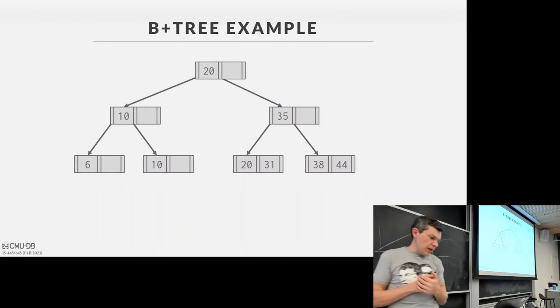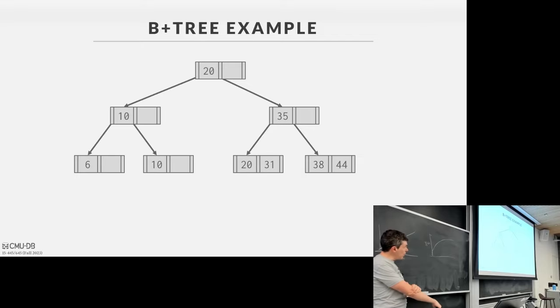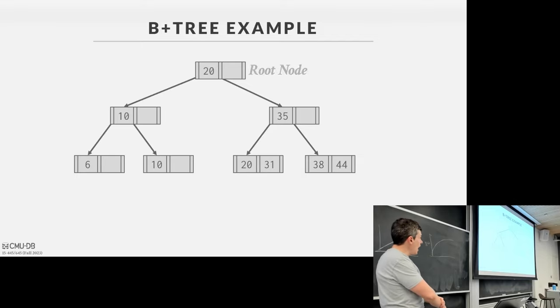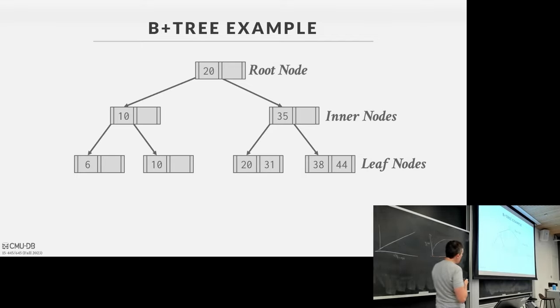So this is all math. Let's look at an example. So here's a really simple two-way B+ tree. And we can define the root node at the top, and then the inner nodes, just because we only have three levels, are just the ones in the middle. And then the leaf nodes are the things at the bottom.